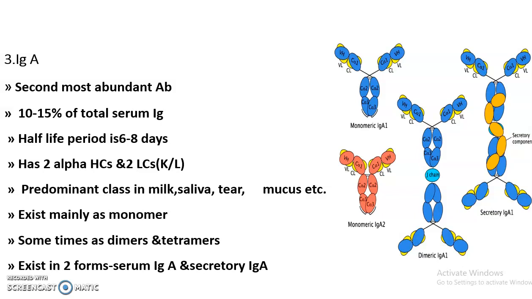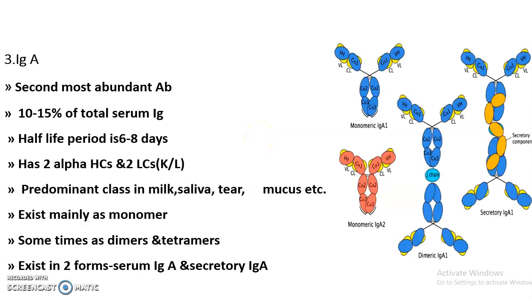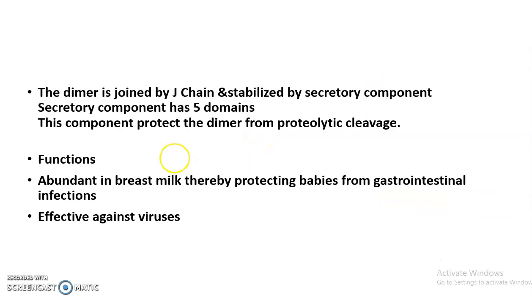It exists mainly as a monomer. Sometimes it can form dimeric or tetrameric forms. Two forms of IgA are there, serum IgA and secretory IgA. The IgA dimer, it is joined by J chain and stabilized by a secretory component. Secretory component has 5 domains.